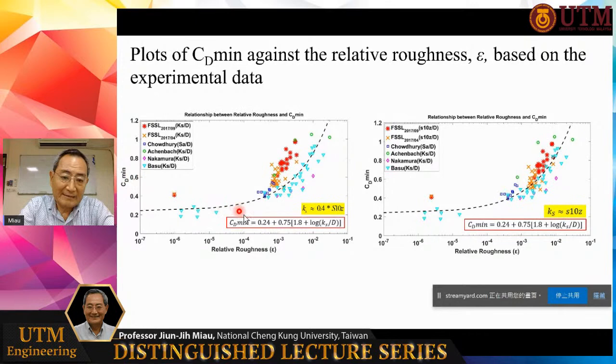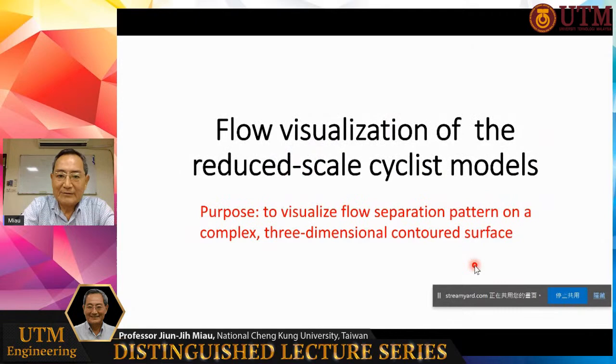This CD minima will get this low value. Okay, maybe you can. Okay, I think so. This gives you this trend about this CD minima, with this relative roughness. And let's get into this cyclist model.